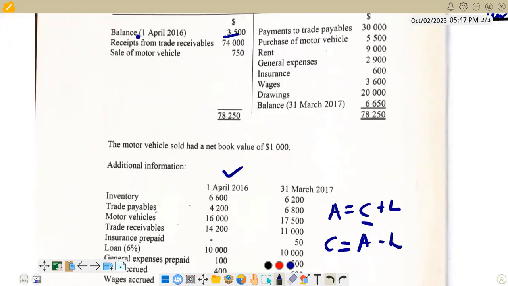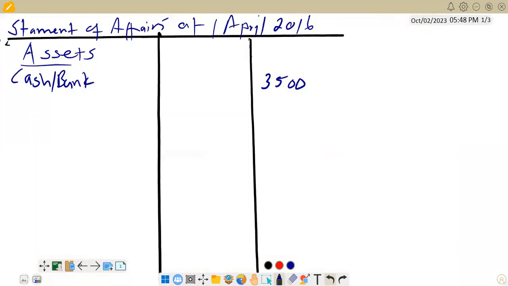So after this cash and bank, we go to the next one. We are just listing assets that we have on that column. So we have inventory of 6,600 and trade payables 4,200. Trade payables are not assets; they are liabilities. We are not going to include them. So we are just going to take the figure for inventory, which is 6,600. And then the next asset that we have is motor vehicles, which is 16,000. So we are going to enter those ones, inventory and motor vehicles. Motor vehicles 16,000.